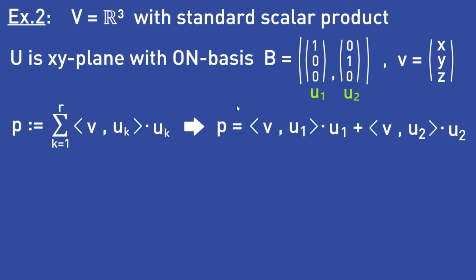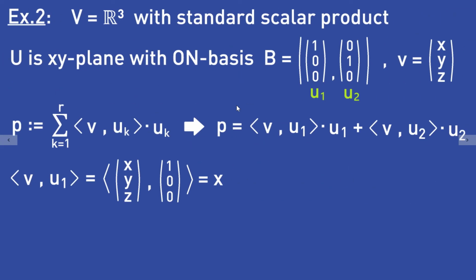So the first scalar product we have to calculate is the scalar product of small v with u1. This is equal to the scalar product of x, y, z with 1, 0, 0. So this here is the vector small v, and that here is the vector u1. And this here is equal to x, because we have to calculate x times 1 plus y times 0 plus z times 0. And in the end, this is equal to x.